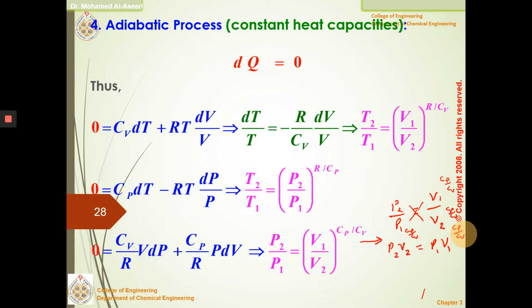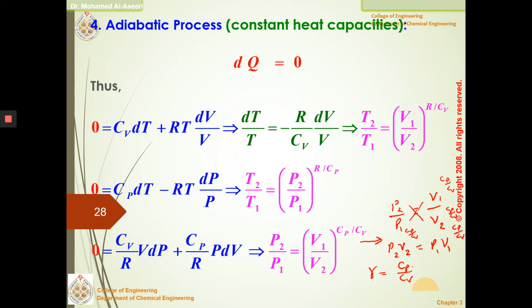So to simplify it, we have a term in thermo called gamma. Gamma is defined as the ratio between Cp and Cv. Cp is the specific heat capacity at constant pressure. Cv is the specific heat capacity at constant volume. Gamma is the ratio between both specific heat capacities. And for your information, gamma is always greater than 1 for an ideal gas.